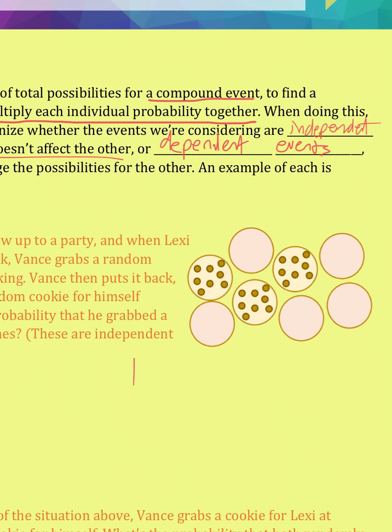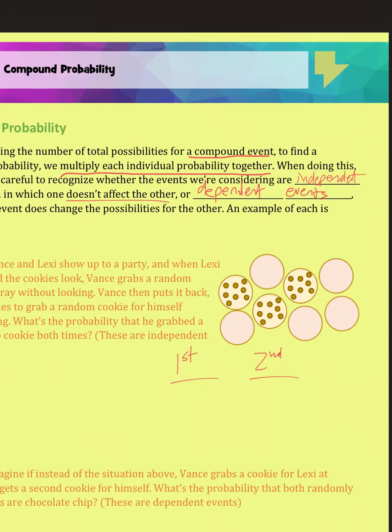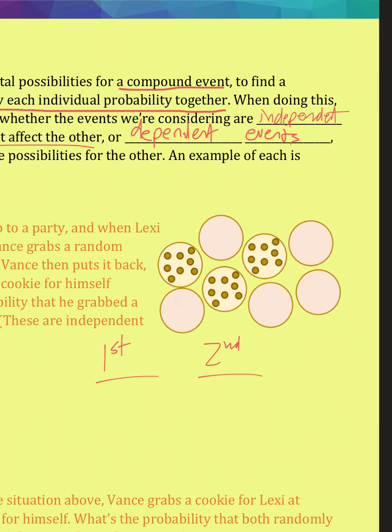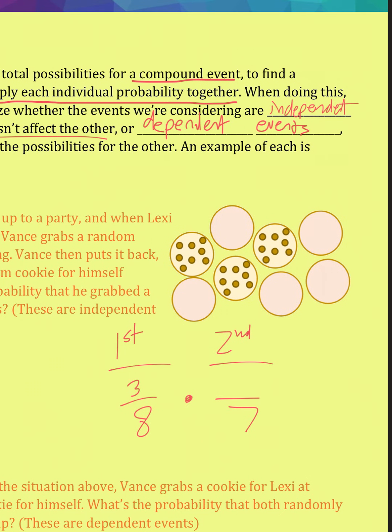I'm going to write first, and then second cookie. For the first cookie, what's the probability that it was chocolate chip? There are 3 chocolate chip cookies out of 1, 2, 3, 4, 5, 6, 7, 8 cookies. So he grabs it. There used to be 8 cookies, now there's only 7, but hold on. He puts it back, so there's actually still 8 cookies there.